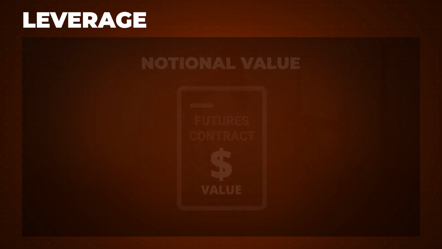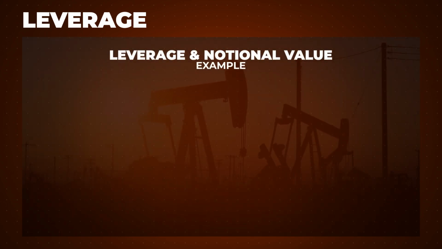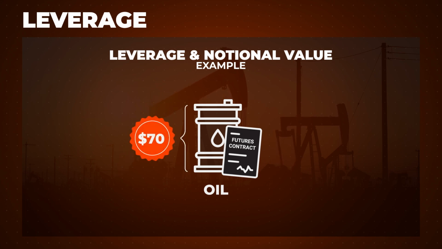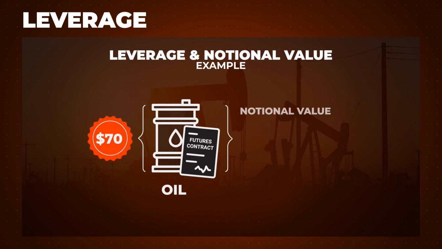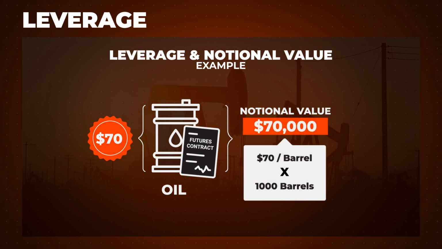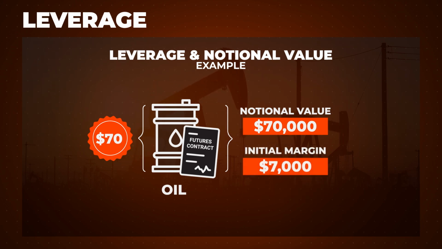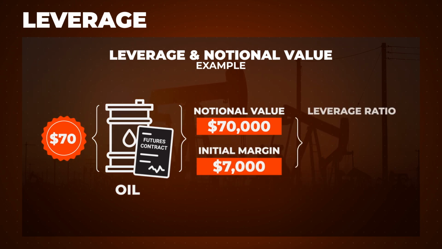Here's an example of leverage and notional value using crude oil futures. Let's say crude oil is currently trading at $70 a barrel. The notional value for one crude oil contract would be $70,000, 70 times the 1,000 barrels the contract represents. If the standard initial margin is $7,000, the leverage ratio would be 10 to 1, 70,000 divided by 7,000.